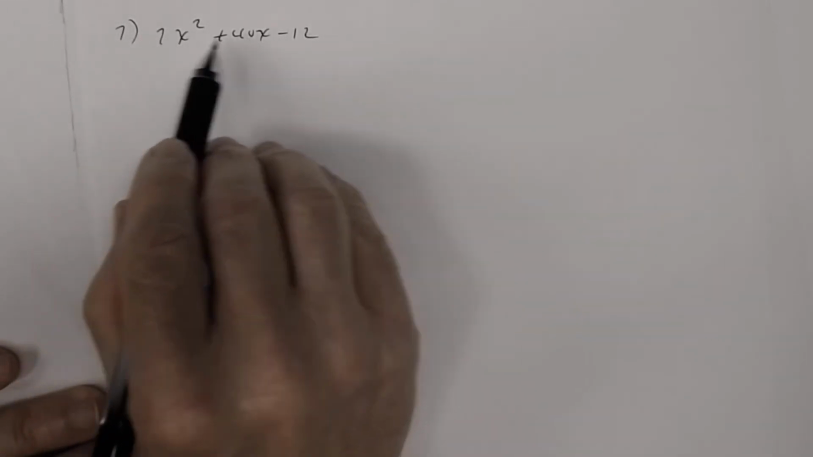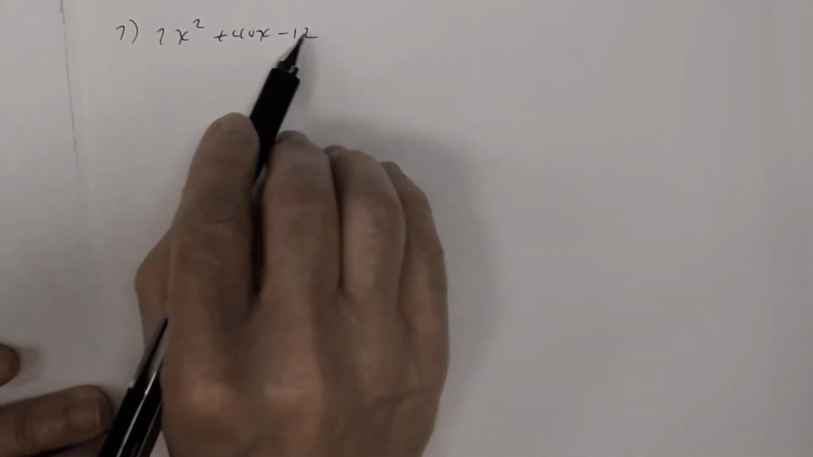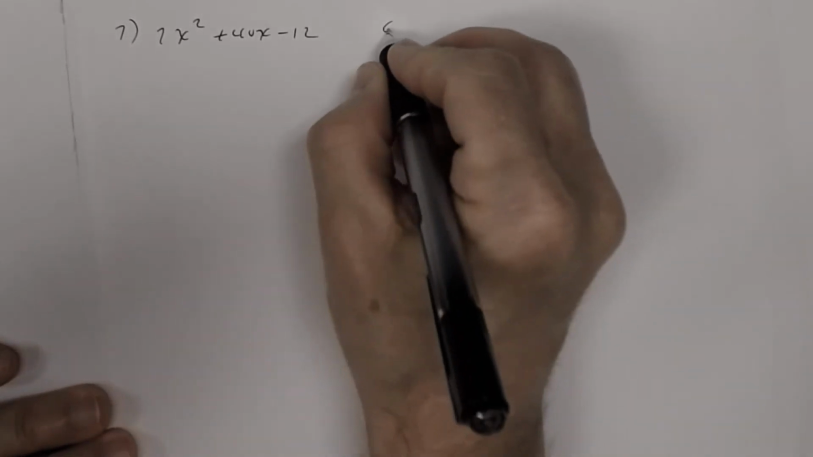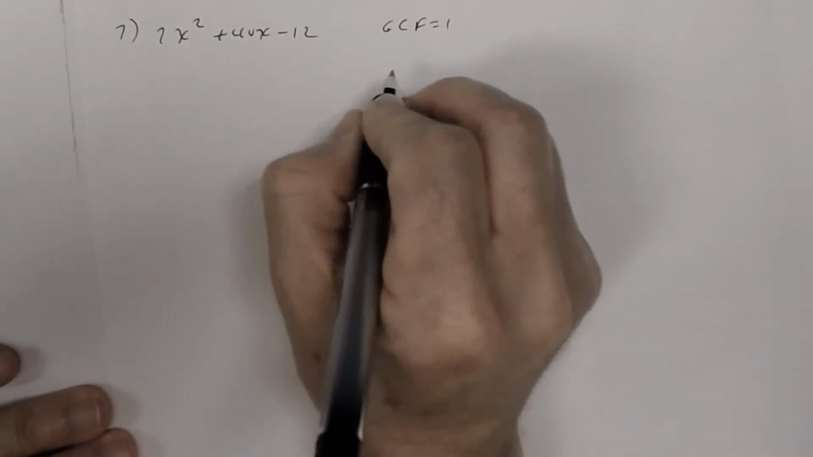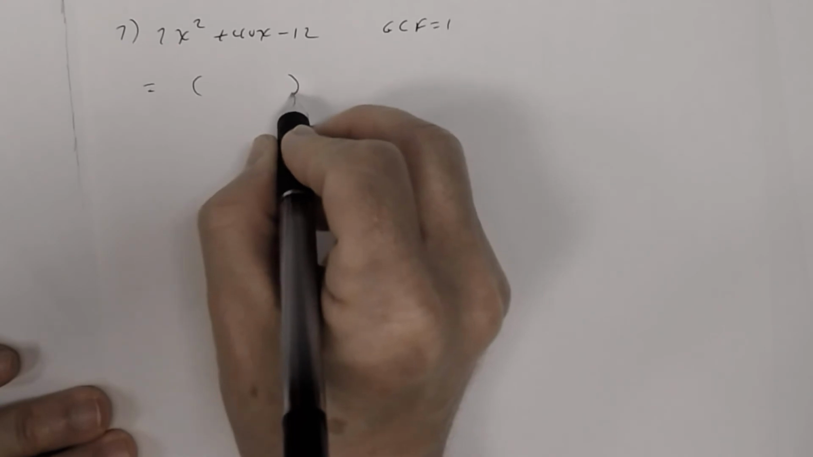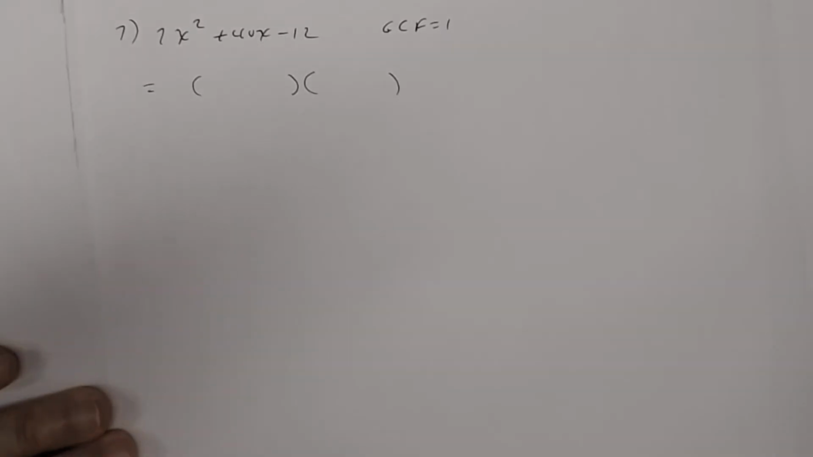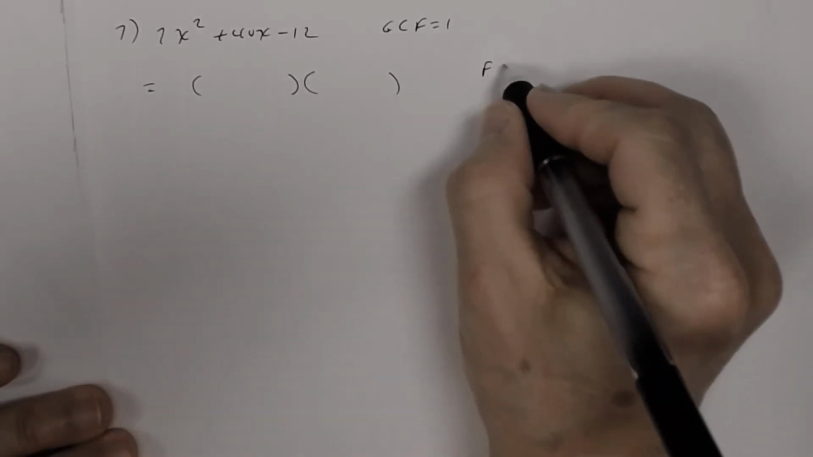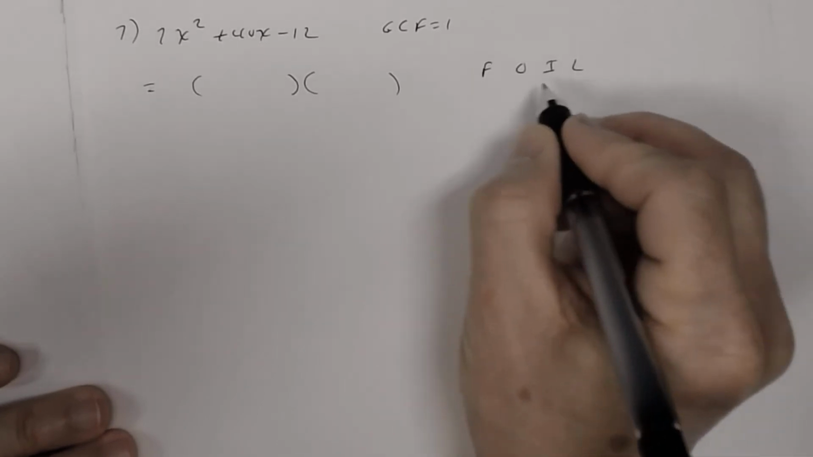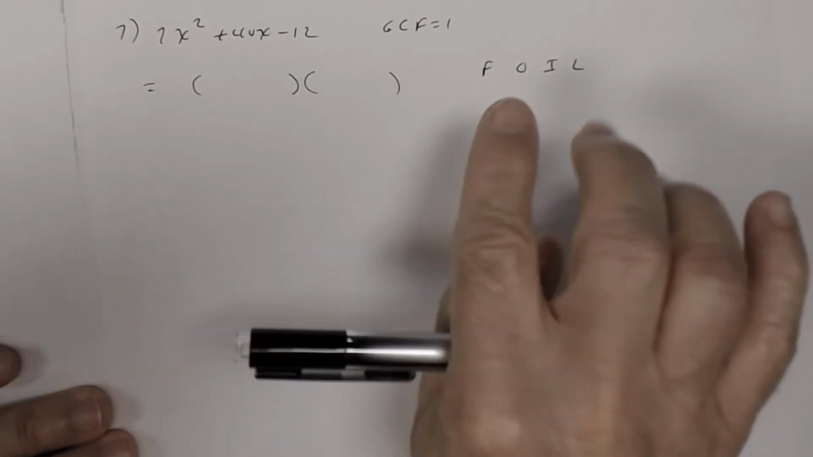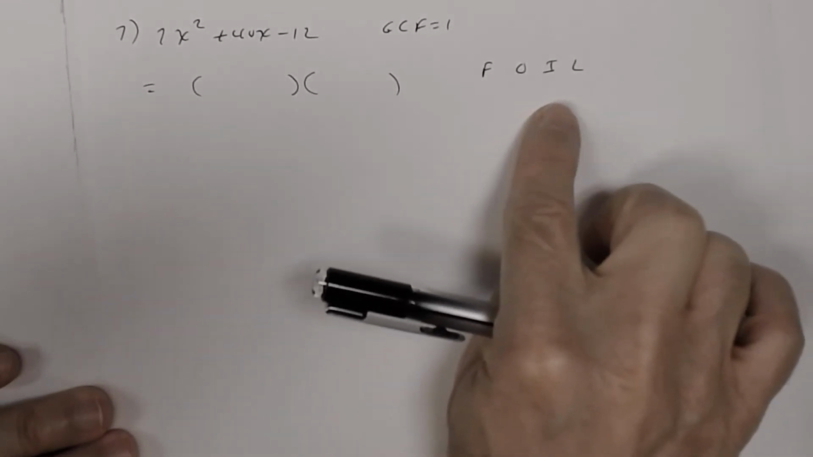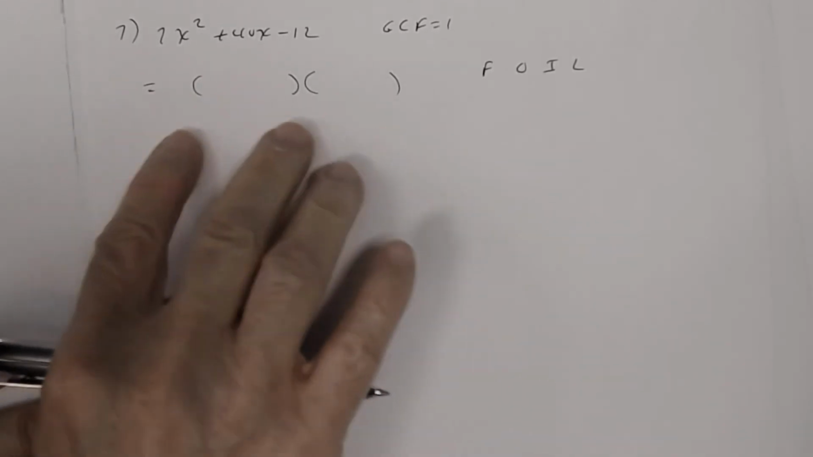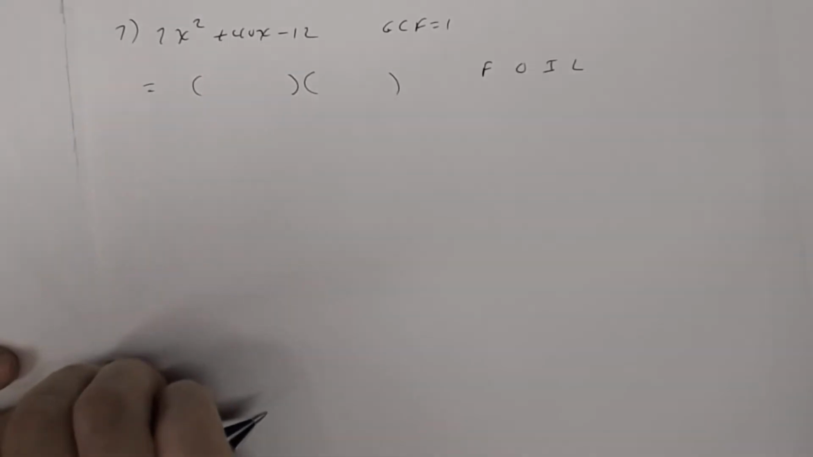Okay, first of all, let's look for the GCF. GCF of those three terms is 1. So once you know the GCF is 1, go directly to the two binomials. Go directly to that. And then the next thing you're going to do is write out FOIL so that you can go through your thinking process. If you write this out, it forces you to go through the thought processes properly.